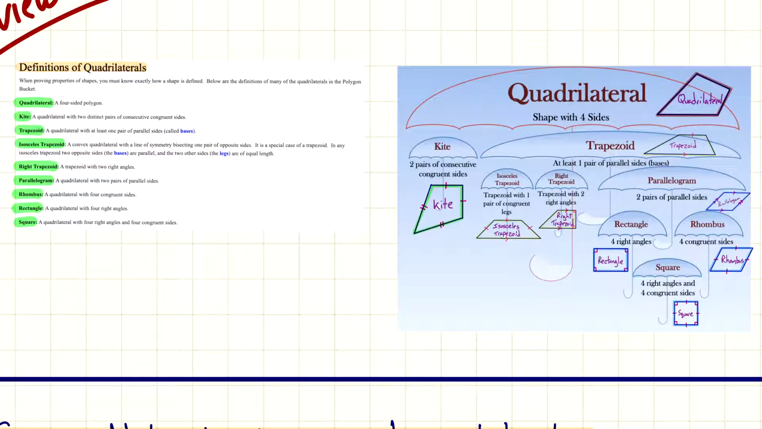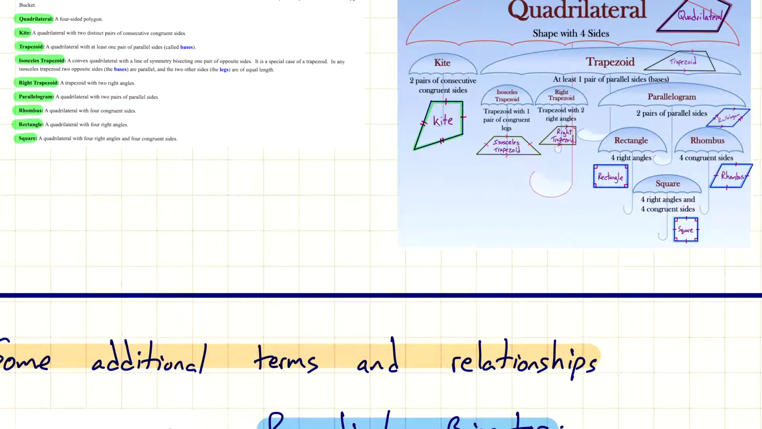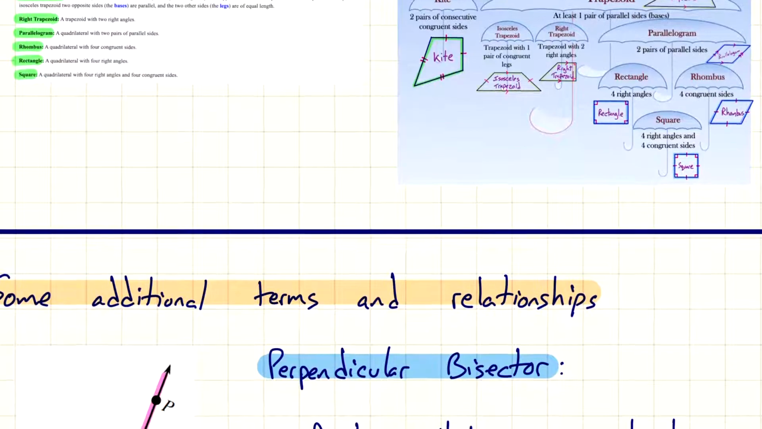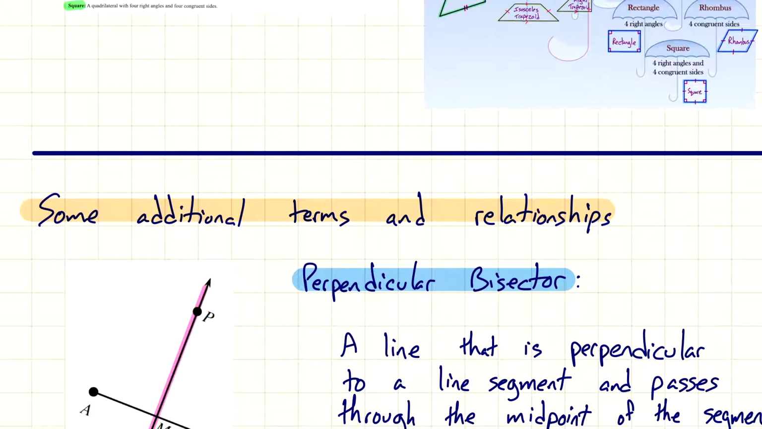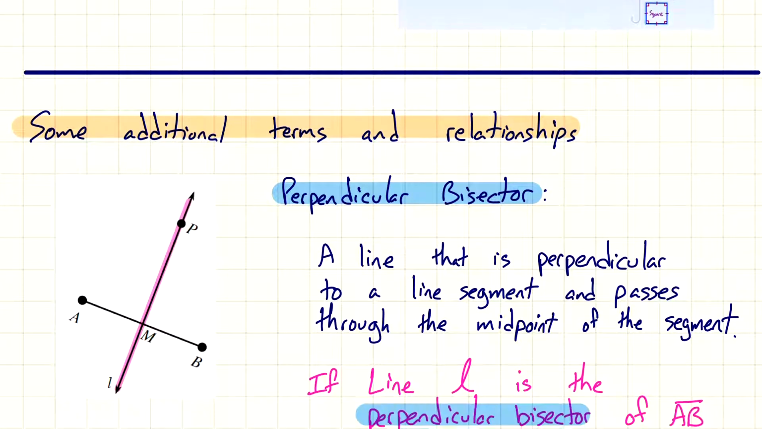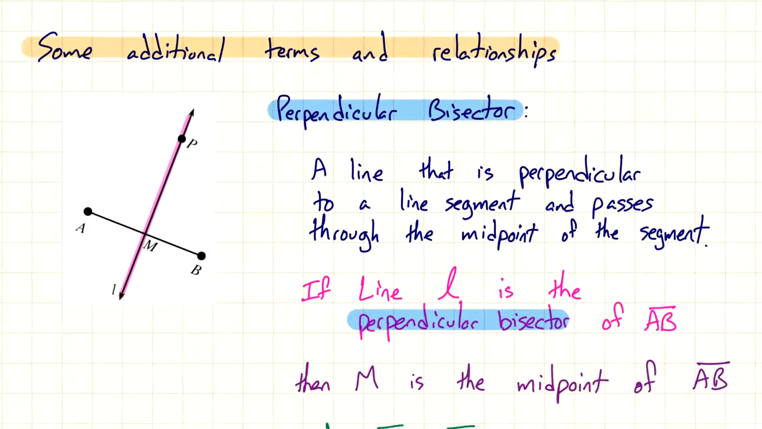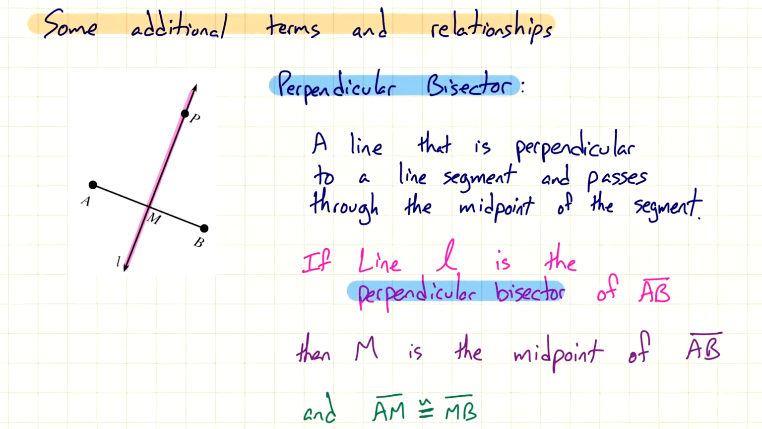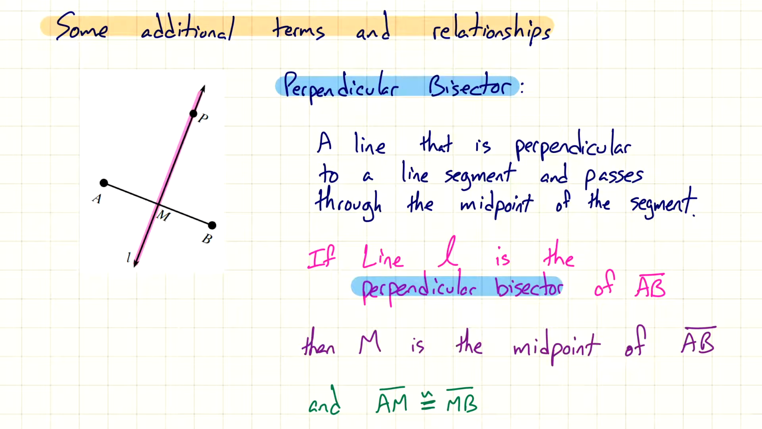Now, in addition to these quadrilaterals, there's a few terms and relationships I wanted to go over. Even though this notes is titled quadrilaterals, technically we're not really talking about quadrilaterals specifically in this lesson, but we do see some of these terms and relationships within our quadrilaterals. So specifically this one, perpendicular bisector, something you need to be familiar with.